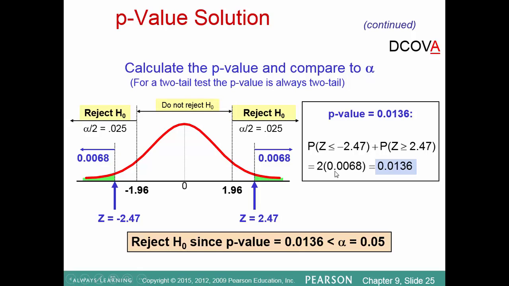How would you find this 0.0068 with Excel? You're looking for the probability of being less than negative 2.47 in a standard normal distribution. So it would be equals NORM.S.DIST, and then in the parentheses you'd have negative 2.47, comma, TRUE. And that would give you 0.0068.